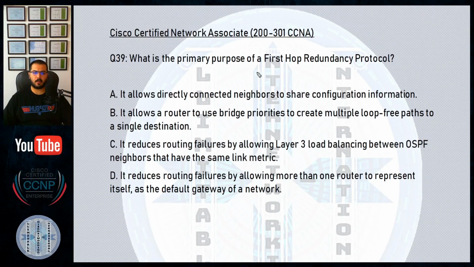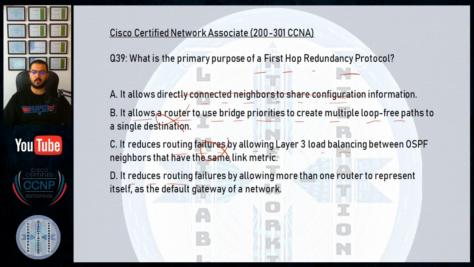39. What is the primary purpose of FHRP? We know about that. We have labbed that. Okay. It allows directly connected neighbors to share configuration information. No. It allows a router to use bridge priorities to create multi-loop free path to single destination. No. Routers are already almost loop free, depending on the mechanism of loop preventions of the protocol. It reduces routing failures by allowing layer 3 load balancing between. FHRP does not support load balancing by default, only GLBP does that.